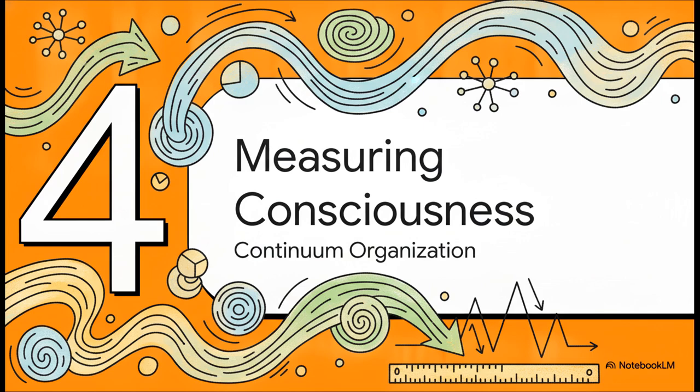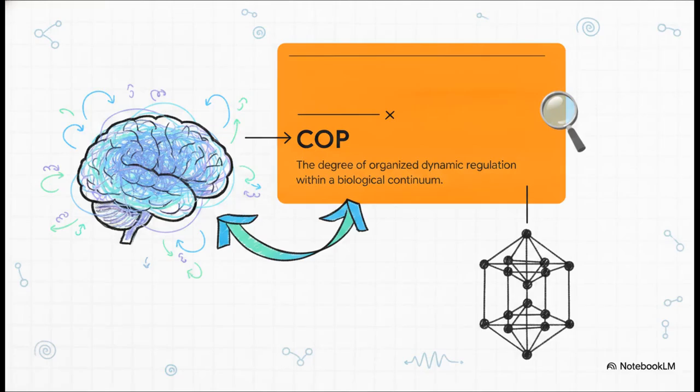If consciousness really is this flowing, non-equilibrium, multi-scale continuum, how on earth do we actually measure it? Like, what's the metric? Well, since we already established that a traditional order parameter would falsely tell us a static crystal is more conscious than a human brain, researchers had to come up with a totally new metric. Enter the Continuum Organization Parameter, or the COP.